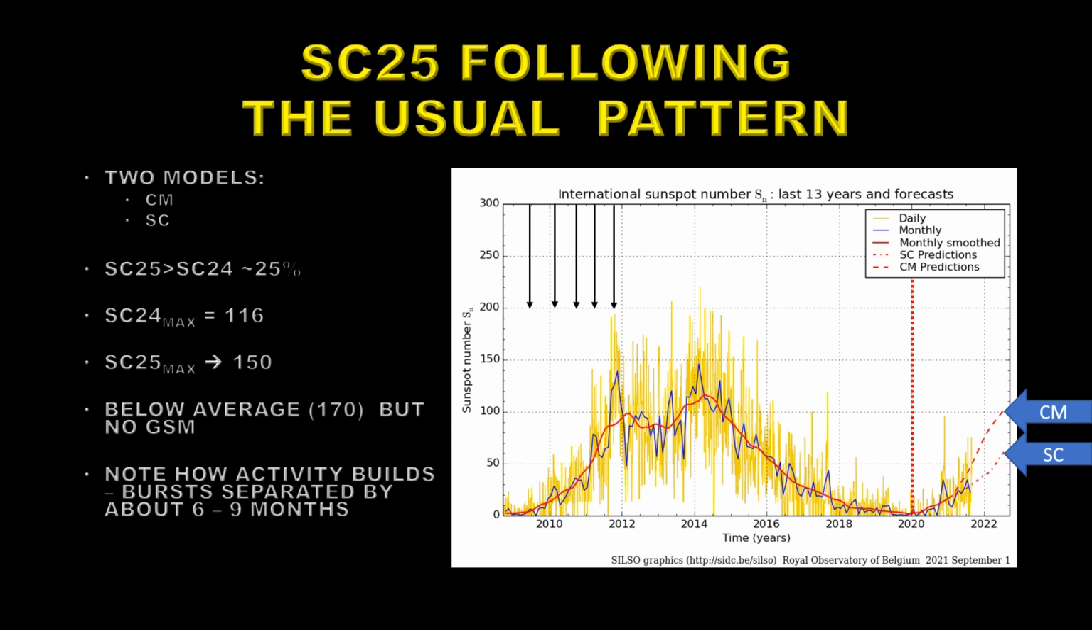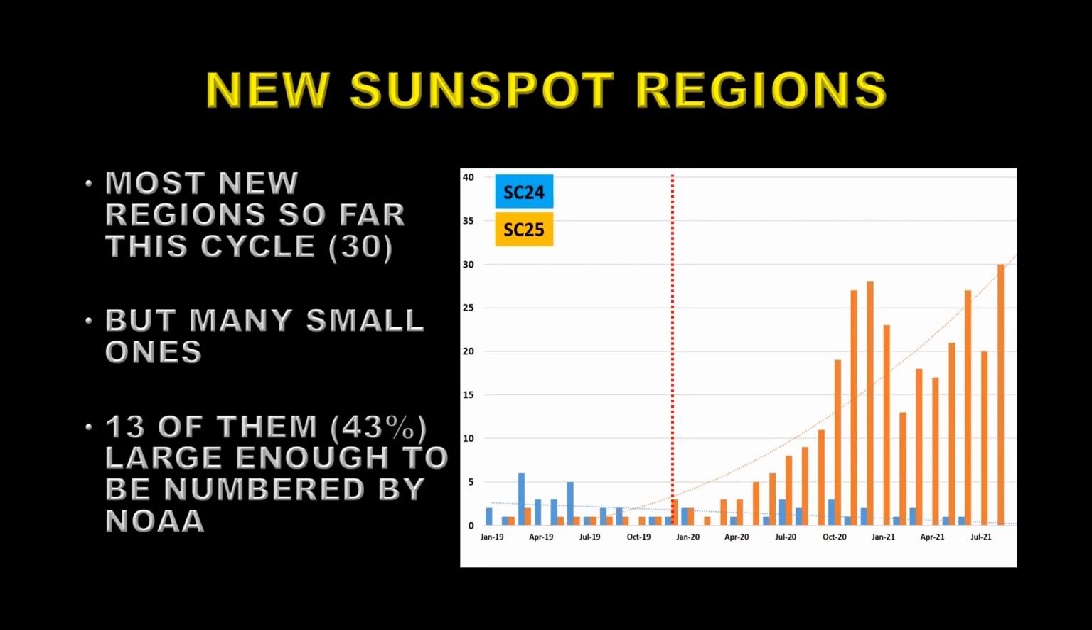So let's take a look at solar cycle 25, and it seems to be showing the same sort of pattern, although the bursts seem to be slightly closer together. We've had 3 bursts, and we've just finished the 3rd burst, so there should be another burst probably in the next few months. This is a plot of the number of sunspot regions as a function of time.